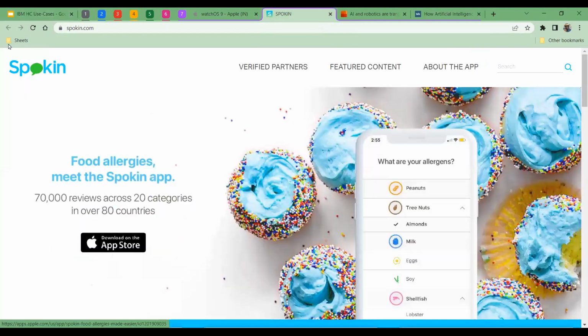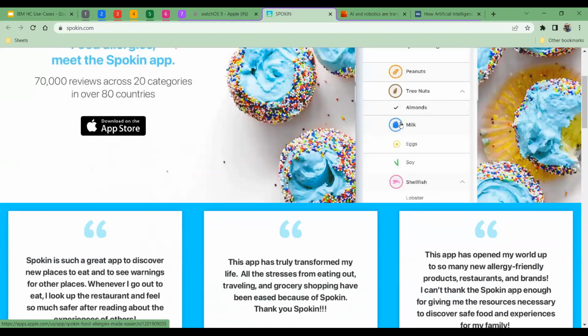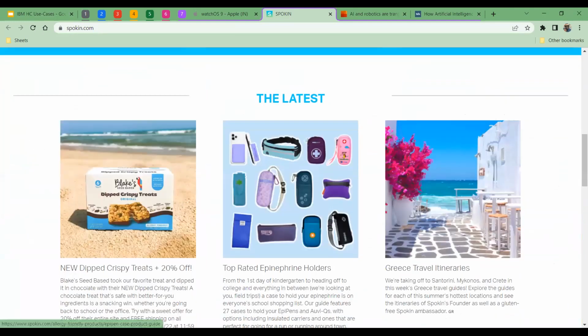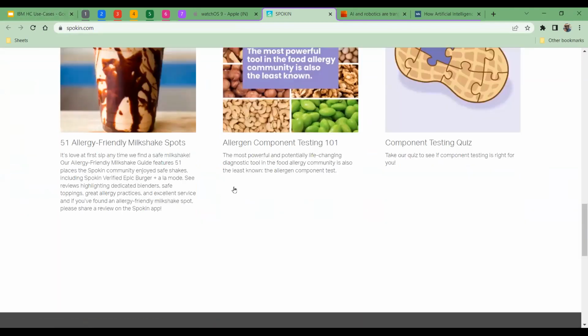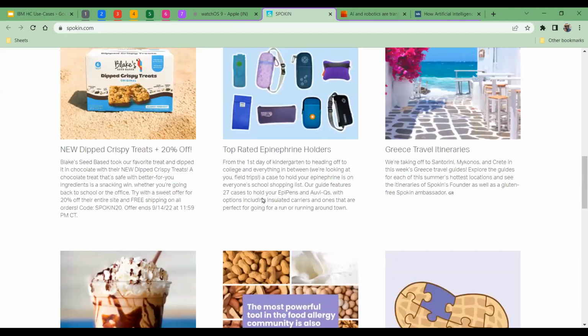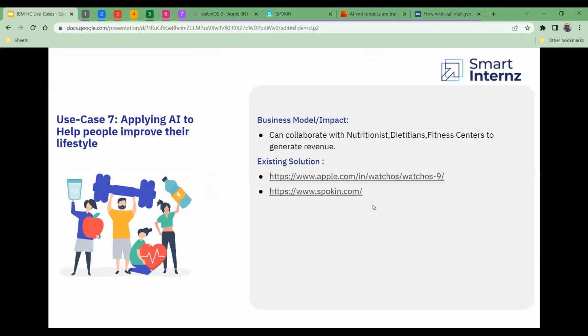And this is the second one, we call it a Spokin app, where if you have any allergies, you can just tell your allergies, and it will tell you, okay, these are all the things you should not eat. It's more focused on food, okay. It will recommend foods. So this is the app called Spokin. There are different types of recipes, healthy recipes that you can use for making your lifestyle healthy, okay.